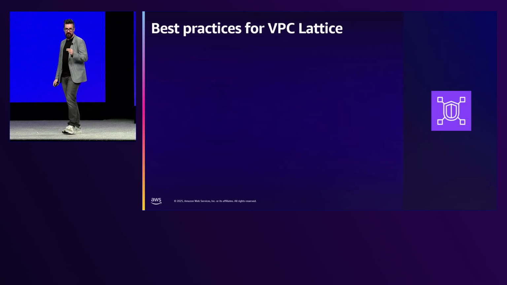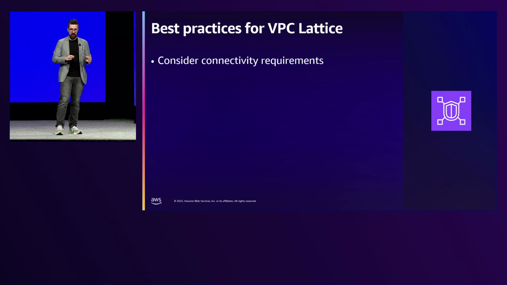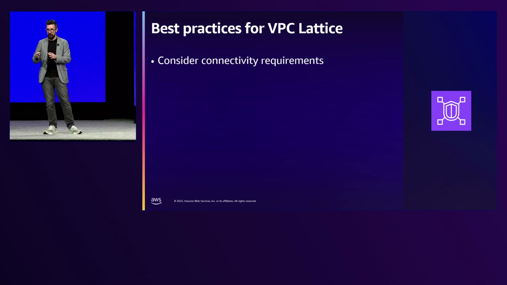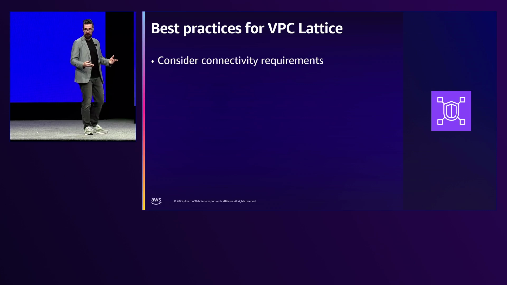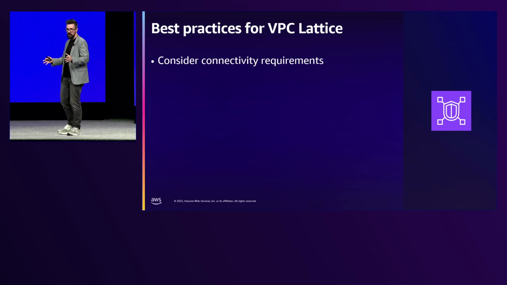So just to summarize what we've talked about. First off, remember, when we're thinking about Lattice, we need to consider what our connectivity requirements actually are here. Do these VPCs need access to the service network? If they do, are they providers of resources? Are they consumers of resources? Do we need to have multiple service networks? We've got a lot of options here depending on what we want to do.